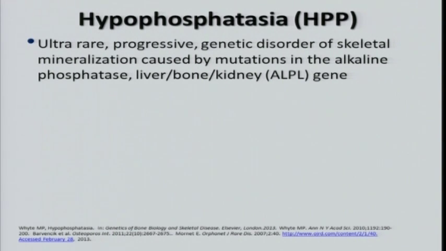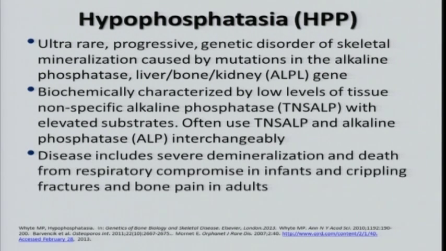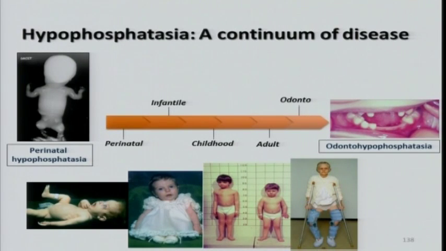Very often it's low, and I guarantee you, I know I have missed cases because in my institution, only high values are flagged and not the low values. But that's another point to make. And so this disease includes severe demineralization and death because of respiratory compromise in infants and crippling fractures and bone pain in adults. And up to recently, there was no approved treatment.